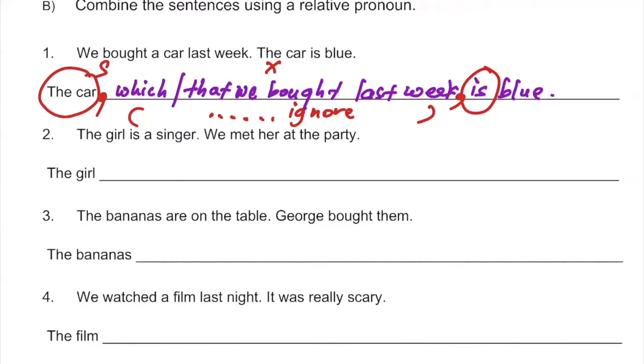The girl, is the girl an object or a person? A person. Do you use which or that with persons? Are you saying the girl is an object? No, do not objectify people. Okay, so change again. Try again. The girl whom we met at the party is a singer. Very good.